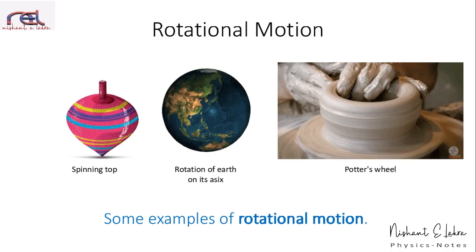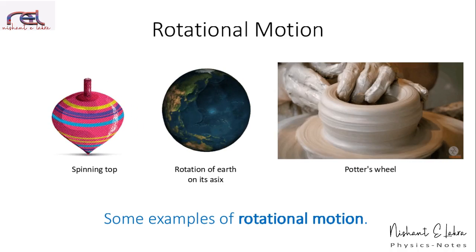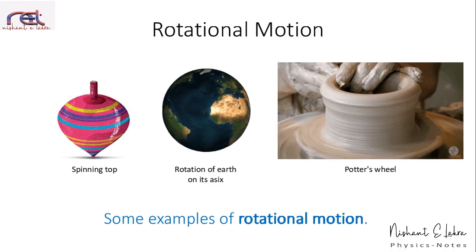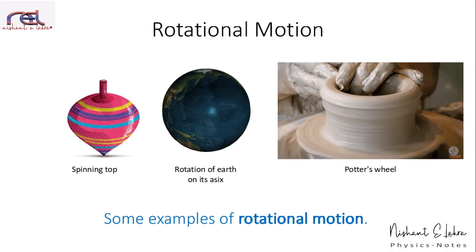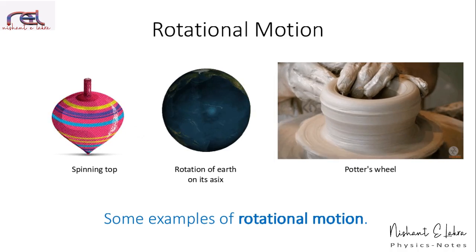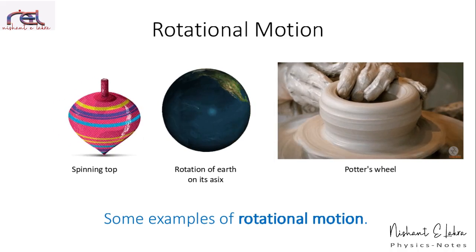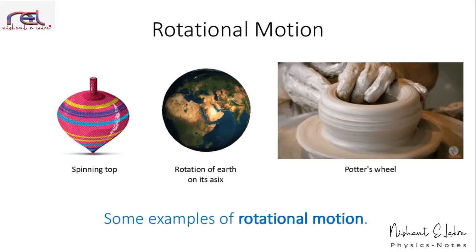And the third example is a potter's wheel. This potter's wheel is used to make objects made of clay. Some of you must have seen this. Now these are some of the examples of rotational motion. I hope you have understood this.